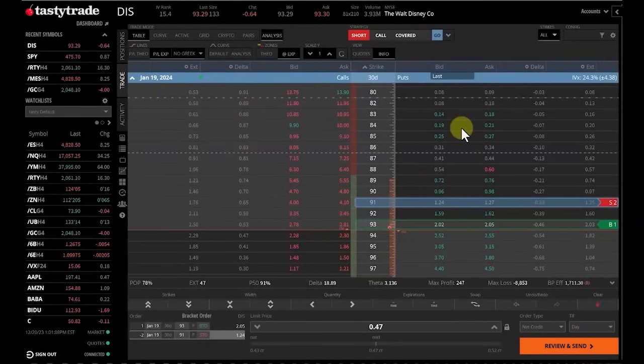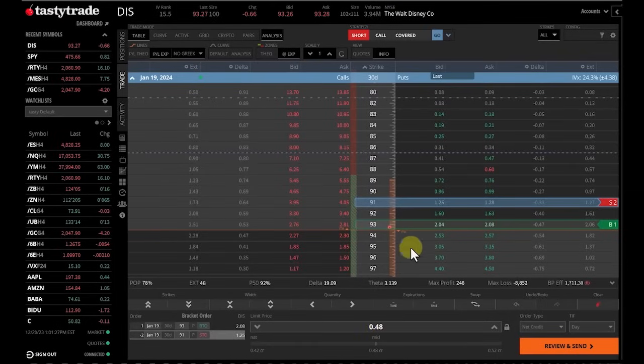Okay, let's push this idea one step further. Remember, if I put this ratio spread on, I have 47 cents in my back pocket, right? I have a 47-cent credit to work with. If I buy the butterfly today, if I complete the butterfly and pay 73, 74 cents for this 89 strike, this is going to be a net debit.